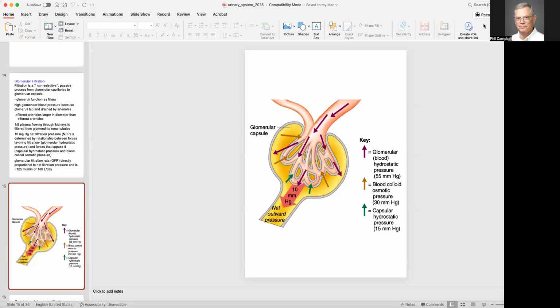There's that back pressure. So it isn't just going into emptiness. There's already fluid in there, but it is minimal. It is only around 15 millimeters of mercury. So the total resistive forces are 30 plus 15, or 45 millimeters of mercury. We subtract that from the outward force of 55 millimeters of mercury, and we end up with a net filtration pressure of 10 millimeters of mercury. It doesn't sound like a lot, but that's enough to move essentially 200 liters of filtrate a day for you and your kidneys, right?